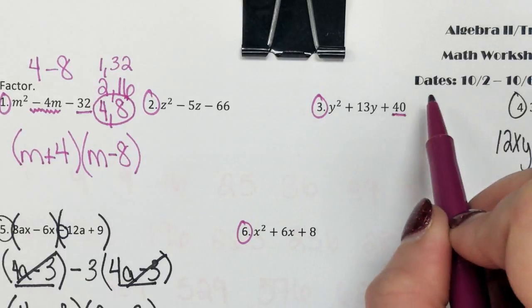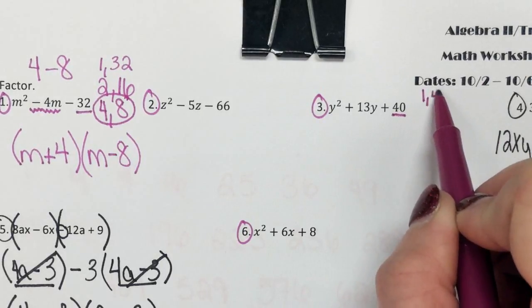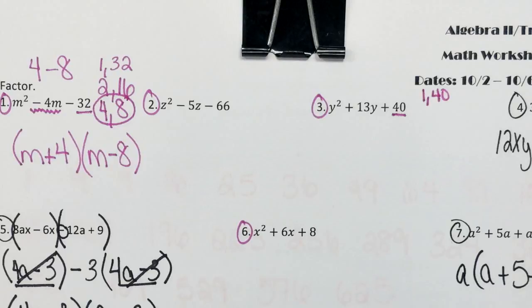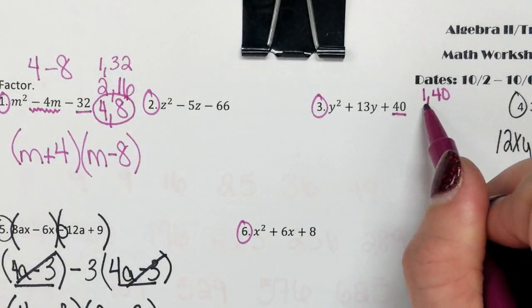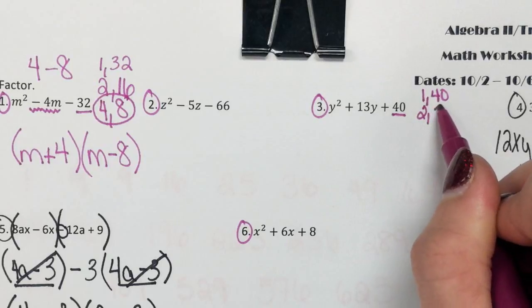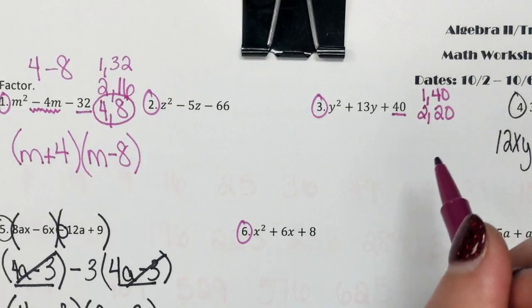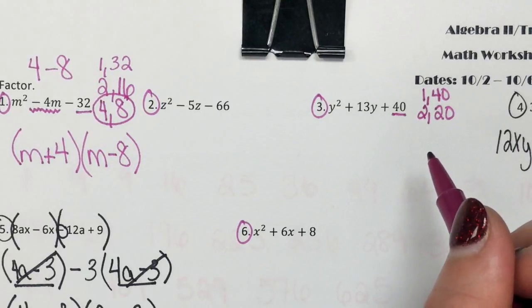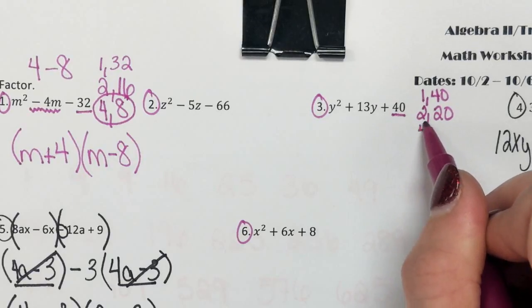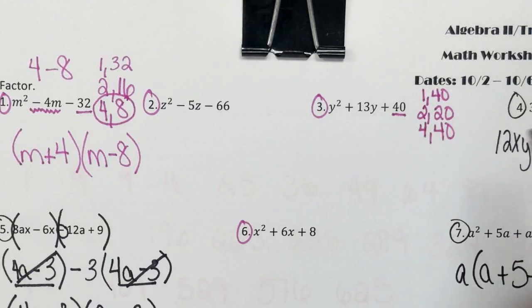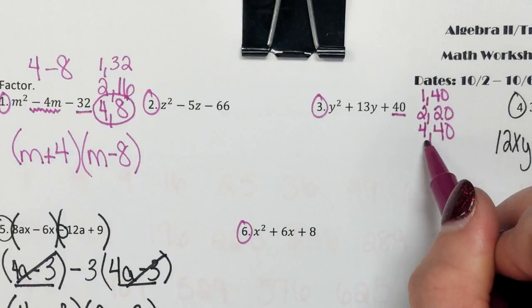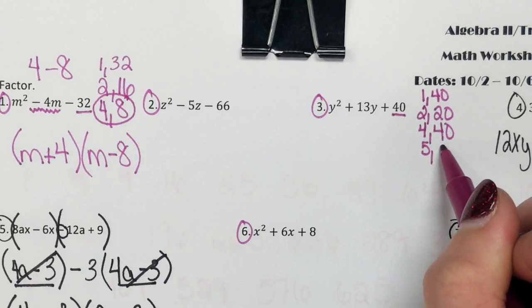All right, 40. Start with the very first number. 1 times 40. And then go in order so you don't miss one. What comes after 1? 2. Does 2 go into 40? Yes, 2 and what? All right. What's after 2? Does 3 go into 40? All right, what's after 3? 4. Does 4 go into 40? Yes. What about 5? Yeah, 5 and 8.